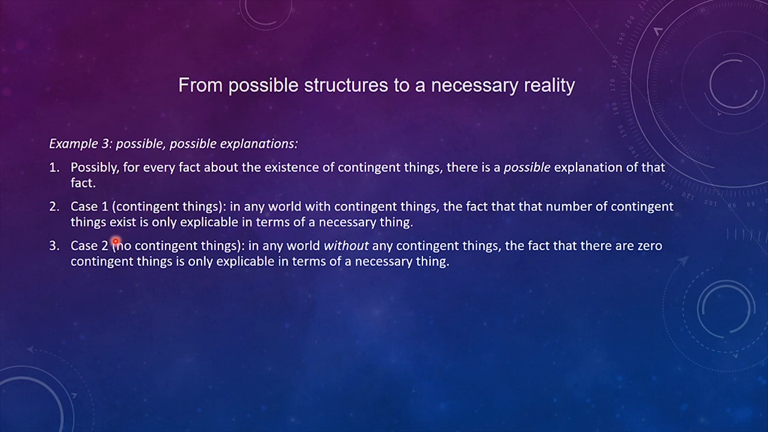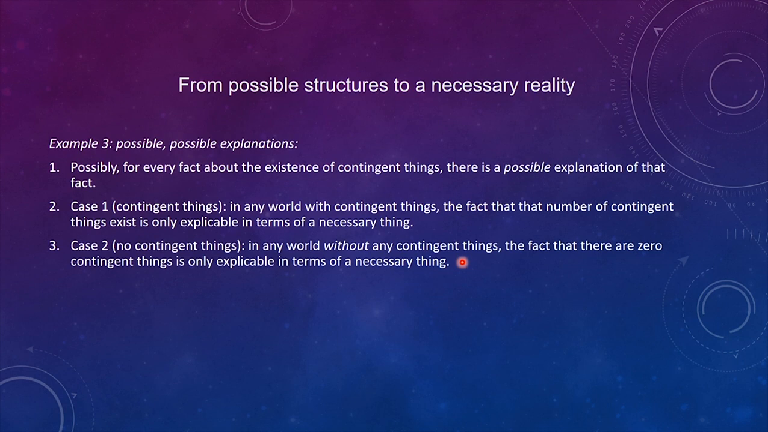The second case is the case where there are no contingent things. In that case, the number of contingent things is going to be 0. And the thought here is that the fact that there are 0 contingent things is only going to be explicable in terms of a necessary thing. After all, we can't explain there being 0 contingent things by saying that there can't be contingent things, for there can be contingent things. Again, by can, I mean just consistent with the principles of reason. It is consistent with reason that there be some contingent things, such as things that we see in our world. Those things are contingent things.